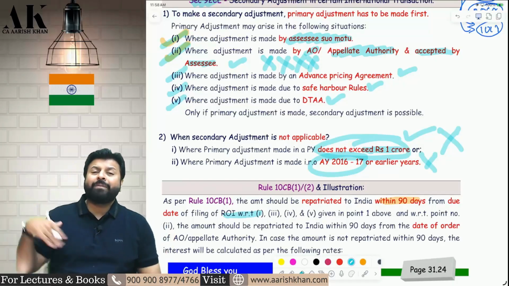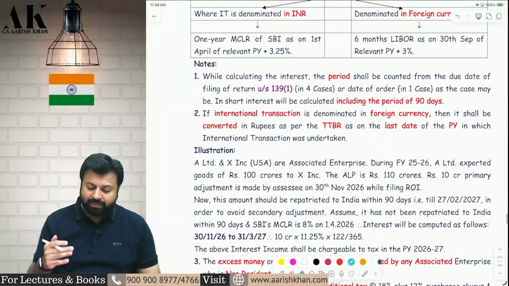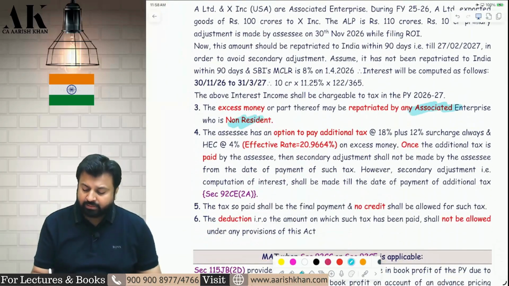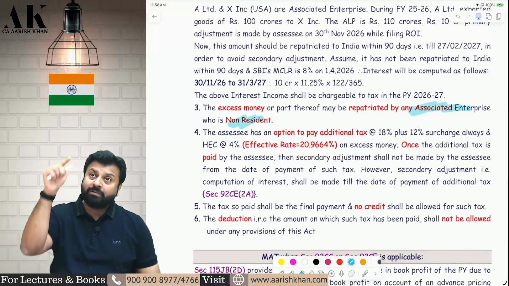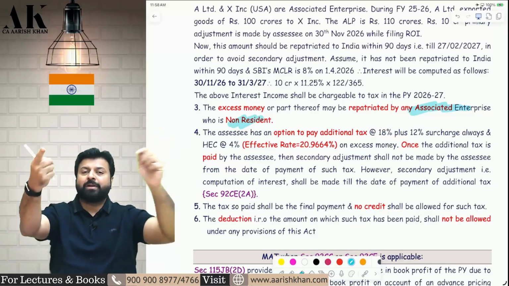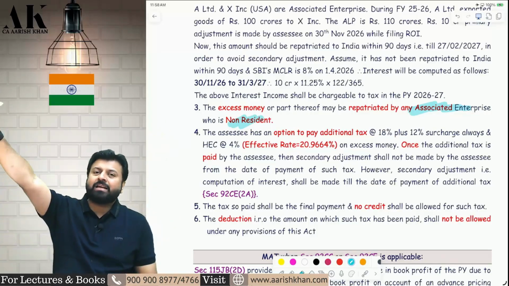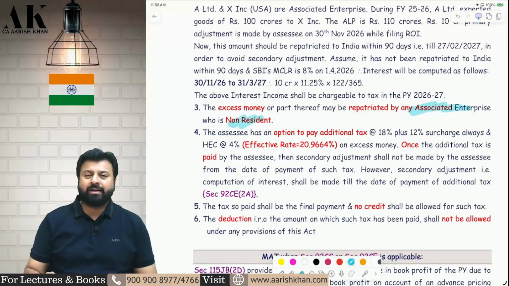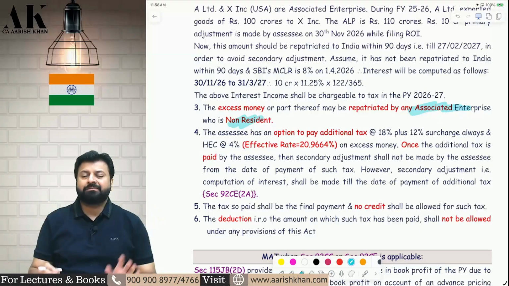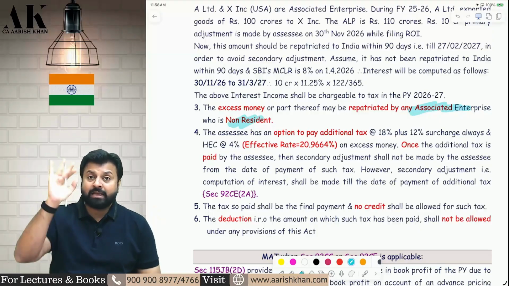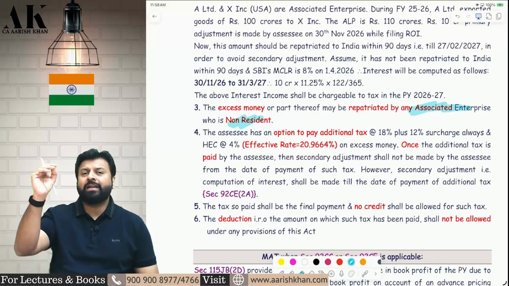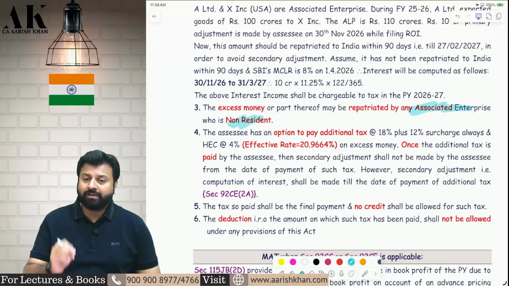Sir, who will bring back the money? You can bring back the money within 90 days through any non-resident associate entity. It is not necessary that you bring back the money from the same entity. Suppose you have given excess money to X Inc and there is another non-resident associate entity, Y Inc. Even Y Inc can repatriate the money to India within 90 days. That's okay. It is not necessary that only X Inc should give. If any non-resident associate entity sends money back to India, we will escape you. Otherwise, we will charge interest.